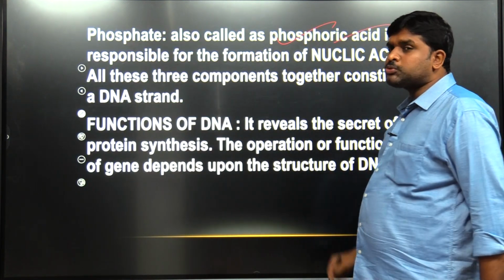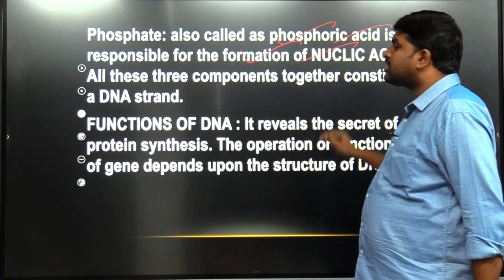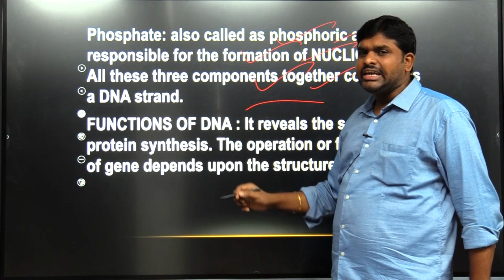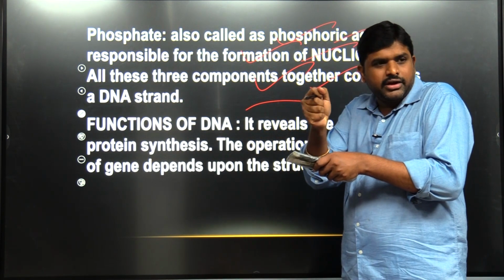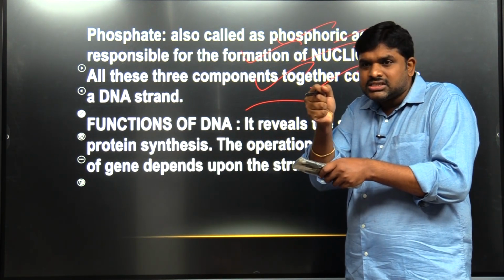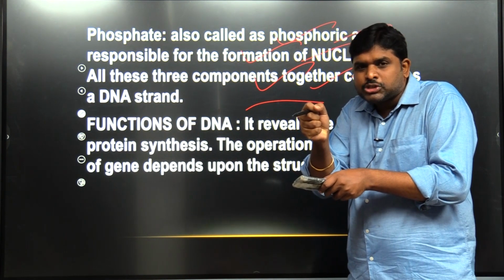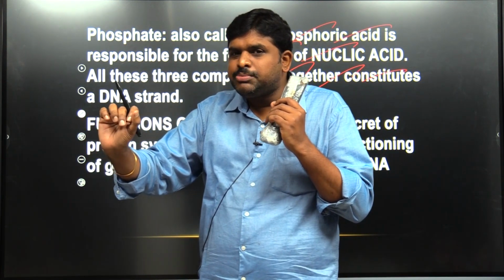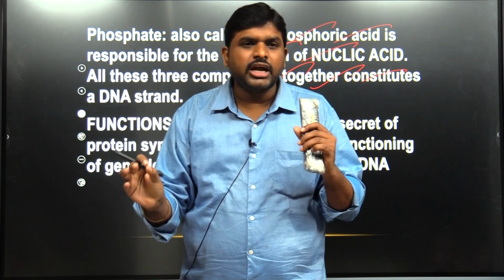Phosphate, also called phosphoric acid, is responsible for the formation of nucleic acid. All these 3 components together constitute a DNA strand. The phosphate holds the strand. So the support is given by phosphate, and the pentose sugar molecule associates with the nitrogenous base. The main part is the nitrogenous base.